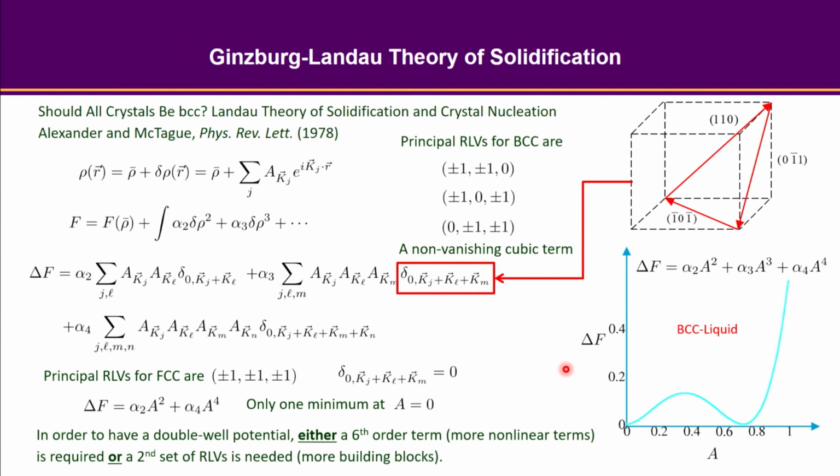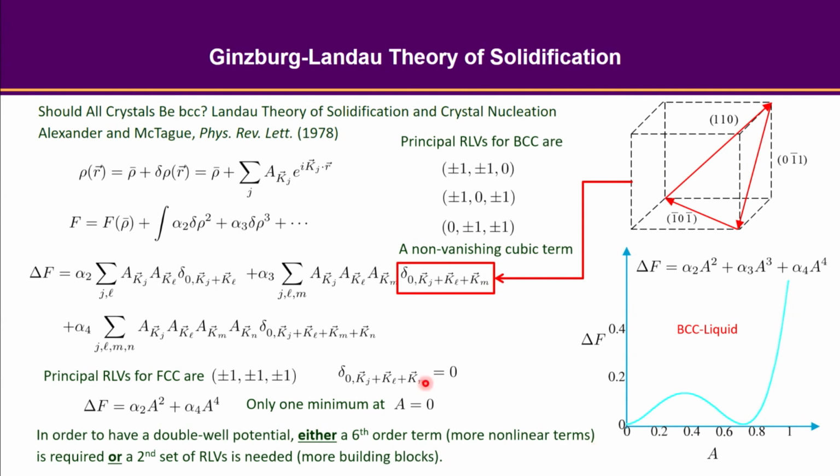One way is to try to reproduce this double well potential by including a 6th order term. So you can have alpha 2 A squared plus alpha 4 A to the 4th power plus alpha 6 A to the 6th power. And you have three terms. Now you can make alpha 4 less than 0. Then basically you can reproduce the double well potential there. So there is some work using this 6th order polynomial for FCC, so you can formulate a Ginzburg-Landau theory. So that's the first way. You can include more nonlinear terms, so that the system prefers FCC rather than BCC.